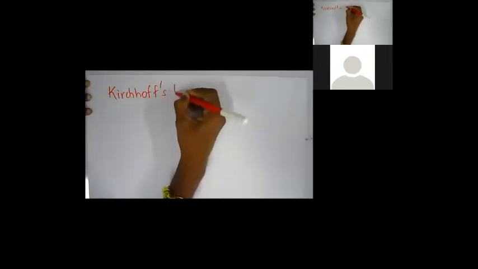We have two laws. This one you have already studied in your A levels. Kirchhoff's law is included in your A level syllabus, and you have studied these things. So there are two laws: Kirchhoff's current law and Kirchhoff's voltage law.